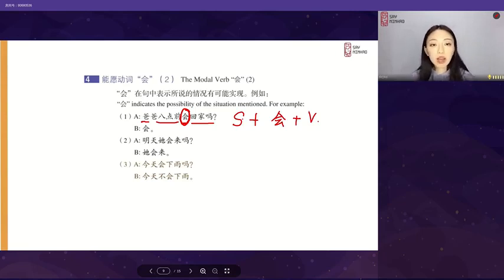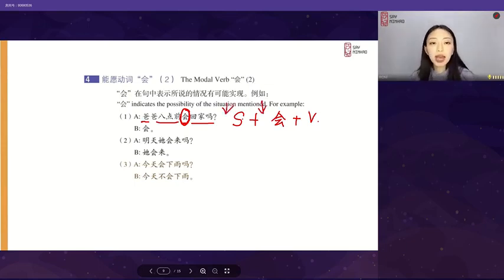This is the structure. The subject plus 会 and plus the verb. 爸爸会回家. Father will come back home. And if you want to put any time word inside, then you just need to put the time word before 会, okay, because 会 is the modal verb. It still acts as a predicate with the verb after it. So just put the time word here or here, okay?